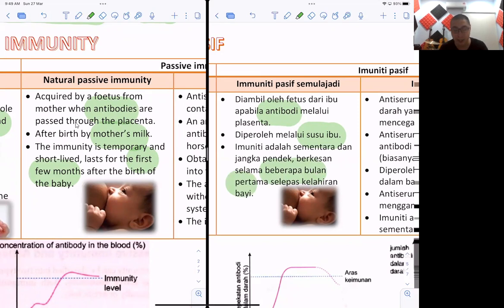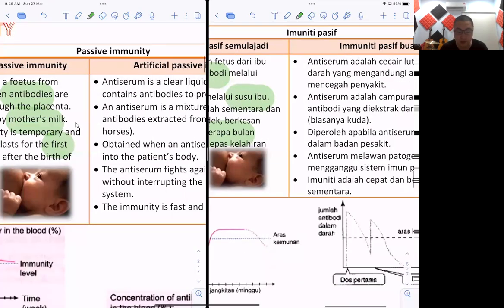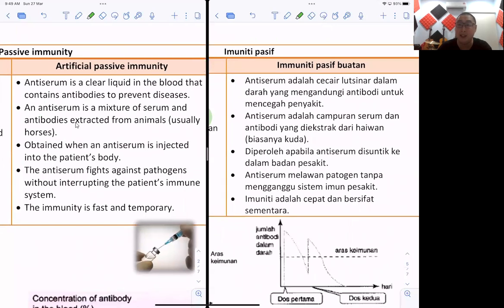Okay, and then we move on to the next one, which is artificial passive immunity. Now when you see artificial, or you see buatan in BM here, this thing came from human. Not really came from human, we made it. So again, this is the weird part. This is actually the anti-serum. So anti-serum is technically a blood. Wait, it's a blood that has antibody.